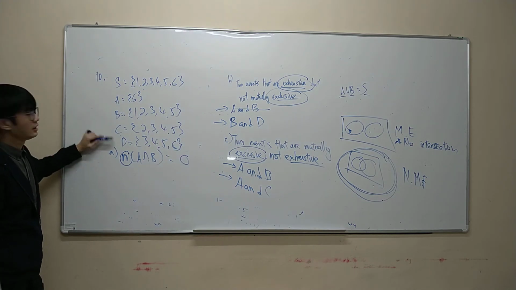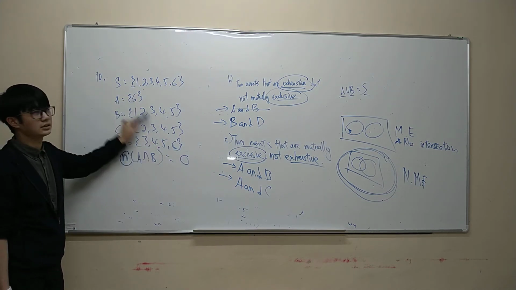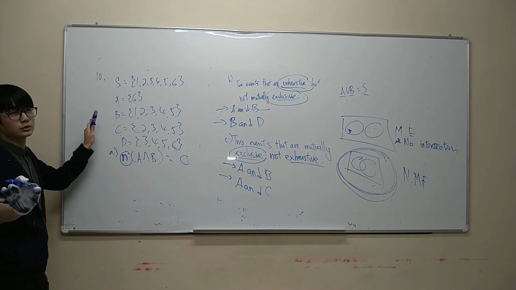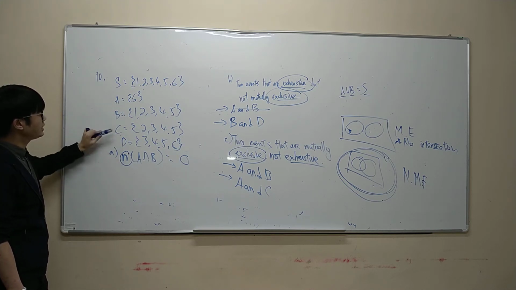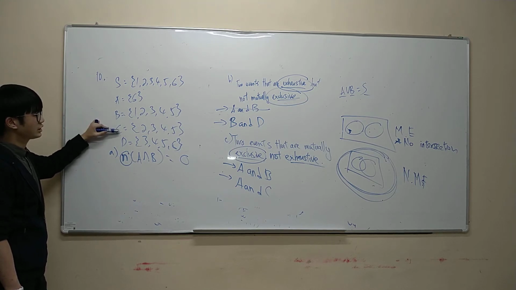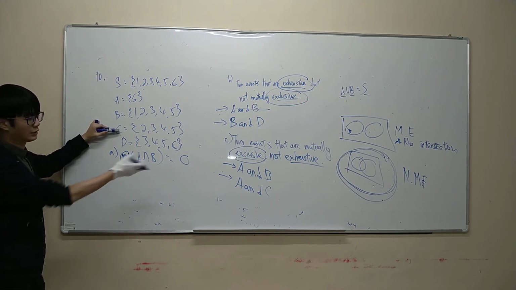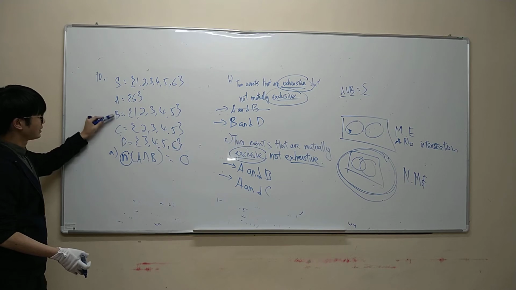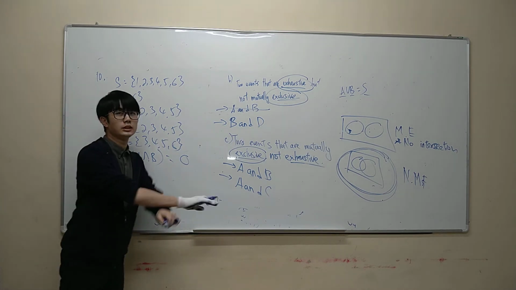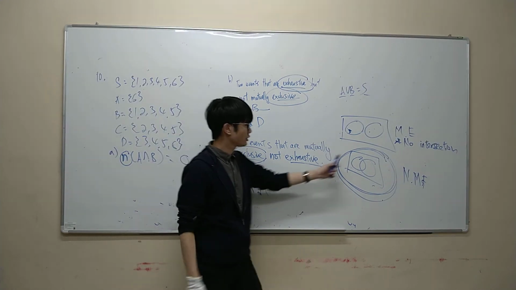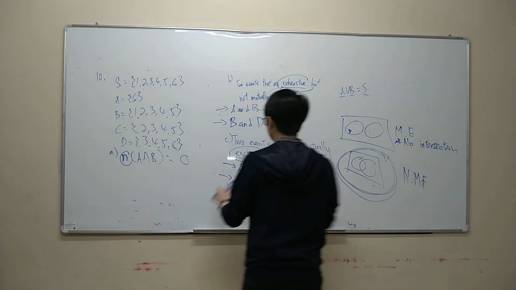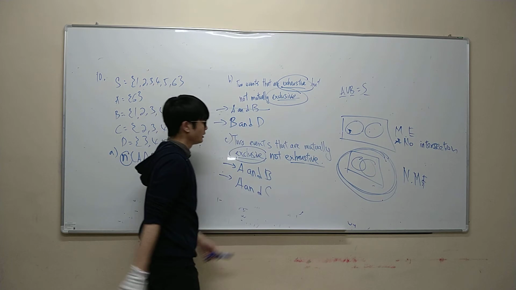A and D. Okay, A and D have an intersection because of 6. So they are not mutually exclusive, so I don't include that. Next, B and C. Do they have intersection? Yes. So no, I don't want it. B and D, they also have intersection, so I don't include it. Because they want mutually exclusive, which means no intersection. So I choose two sets that don't have intersection.